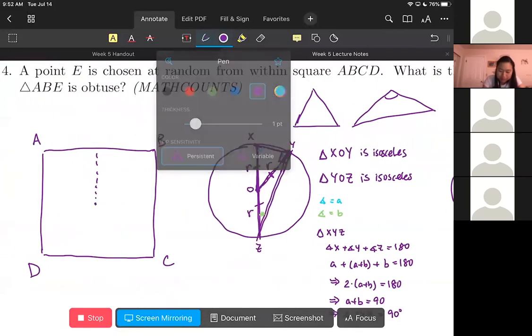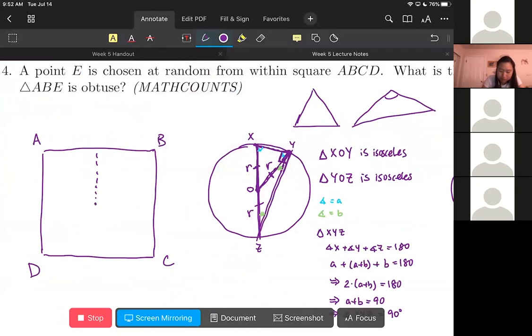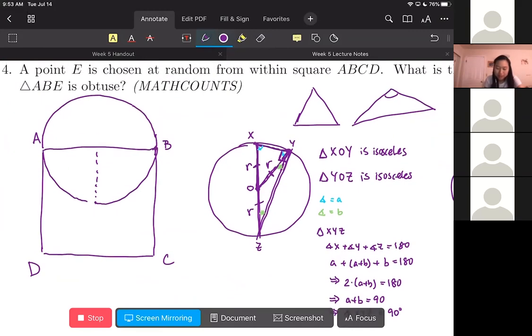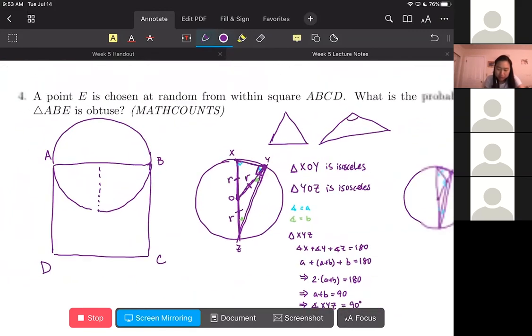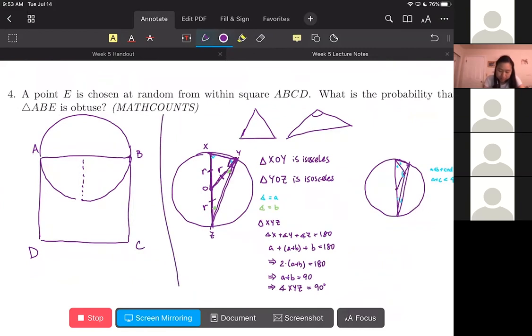Now let's go back to this problem. We want to see when A, B, and some other point E form an obtuse triangle. We can use what we learned here and draw the circle with AB as the diameter. It's going to look like this, something like that. I'm drawing this freehand. And we only care about the points within the square ABCD, so we don't really care about this side over here. Let me just erase it.